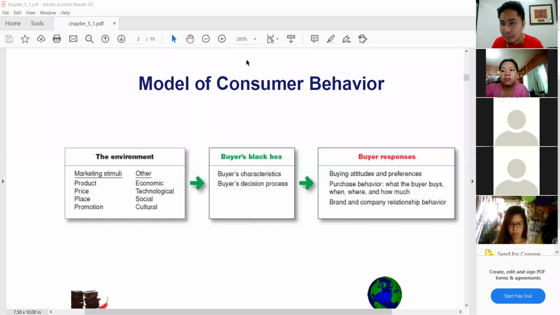So status signaling means if in case you have an Hermes bag, or designer bags, or you have Louis Vuitton as your bag, then that means you are treated as someone who has great preference, or who can afford more. Okay, so if that's the kind of thinking that we have, we call it status signaling. We signal ourselves based on the status of a particular brand. Okay, so this is a model of consumer behavior.